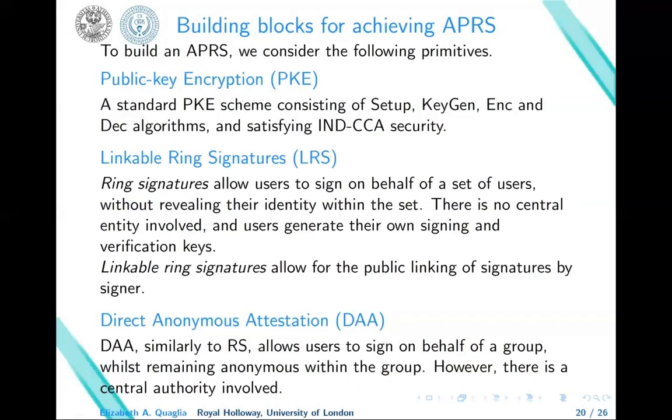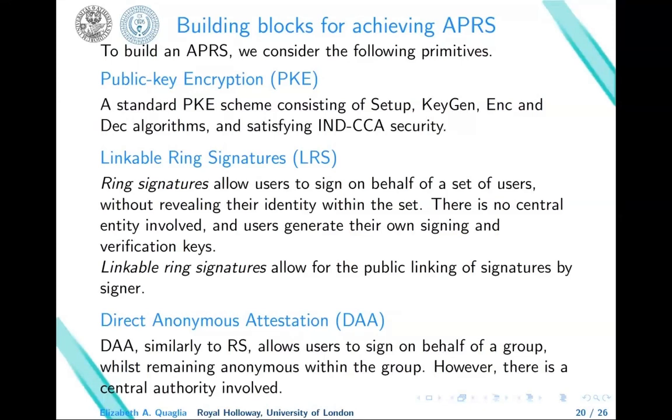Direct anonymous attestation is quite a complex cryptographic protocol, to be honest, which is actually deployed in the real world. And it's a very similar primitive to ring signatures in the sense that in terms of functionality, it allows users to sign on behalf of a group whilst remaining anonymous within the group. But the difference between this and ring signatures is that here there is a central authority involved, and this does have an impact on our construction for a peer rating system.